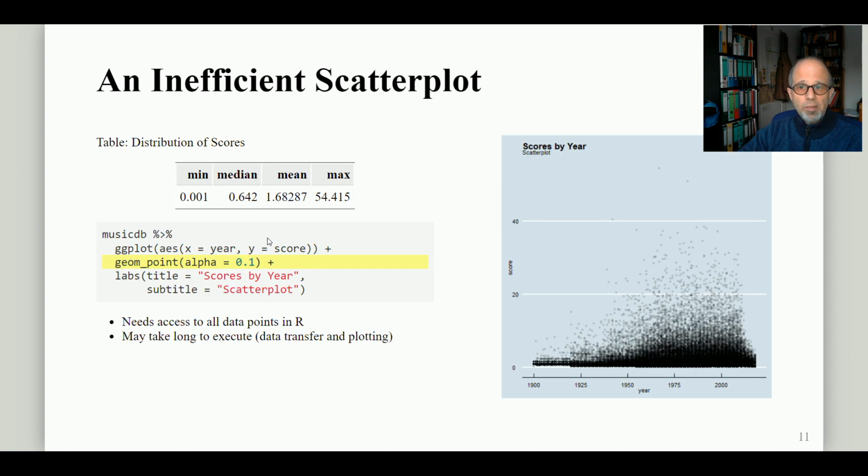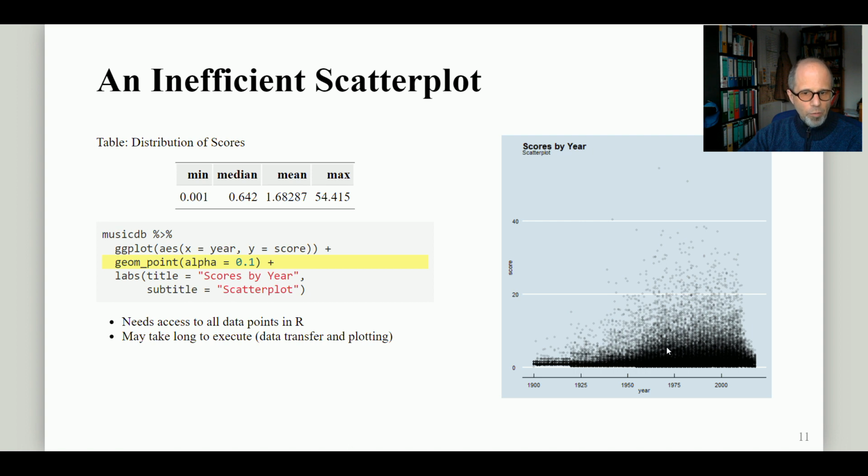And now last plot type that I want to talk about today is a scatterplot. So here it's an inefficient way again. First of all, we look at the scores and some summary statistics. So we see the maximum is 54, but the distribution is very much skewed. You see the mean is below 2 and the median is even below 1. So the majority of songs and albums are in a very low range of scores, and there's only very few songs and albums that scored higher.